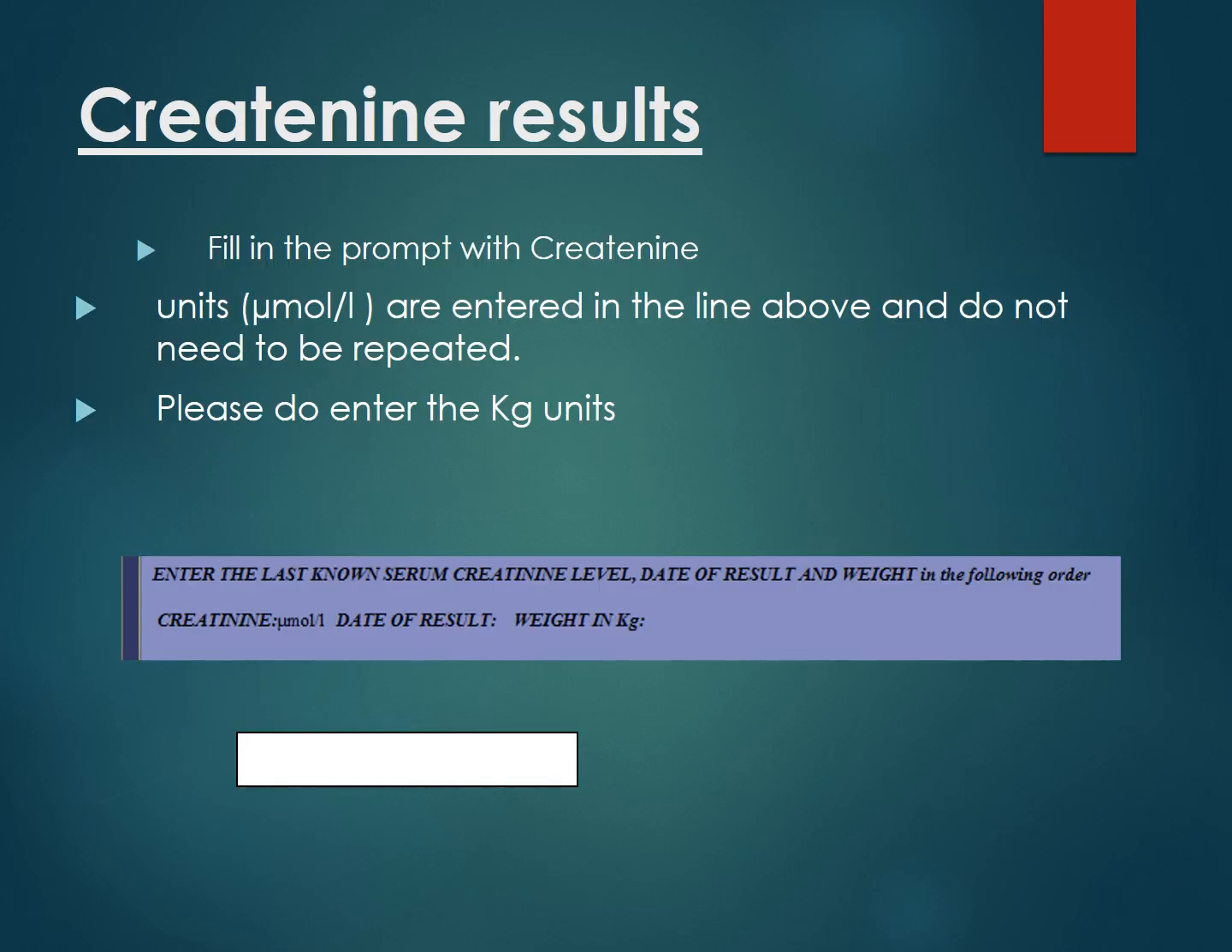When entering the details on the creatinine prompt, enter the data in the following order: creatinine level, followed by the date of the exam, followed by the weight of the patient in kilograms. You do not need to insert the units for the creatinine. You do need to put in the date of the test and the weight of the patient. The weight is required for the calculation of the creatinine clearance. Not supplying this information may delay your test. You can put awaiting results of test done this morning or bloods sent.